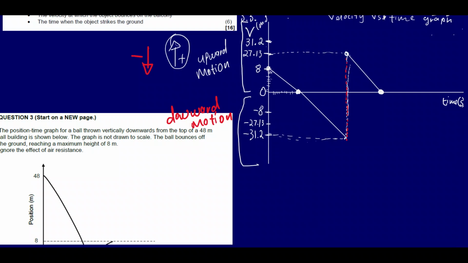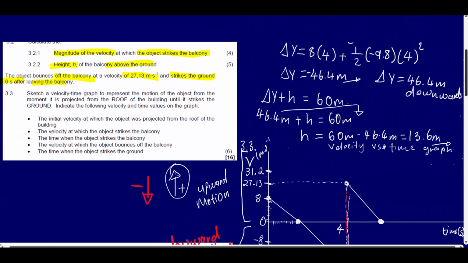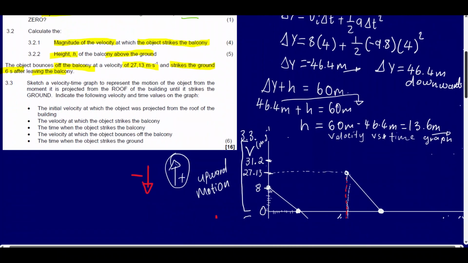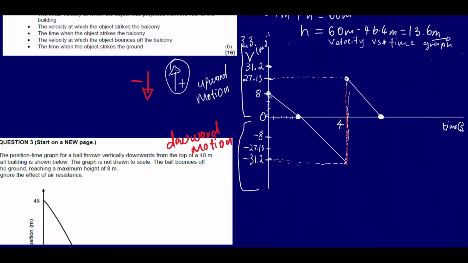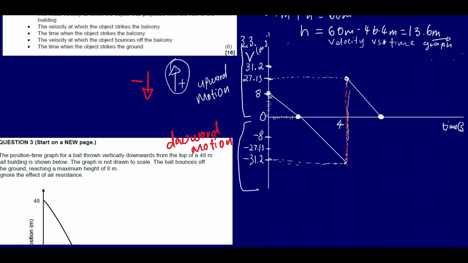So now let's indicate the times, right? I think we're supposed to consider the time. So the time taken to hit the ground is supposed to be this one here. It's 4 seconds. So it hit the balcony at 4 seconds, right? Let's take a look at it there. That's the time taken to hit the balcony, right? It's 4 seconds there, corresponding to this velocity, right? And then now we'll see the upward motion there.